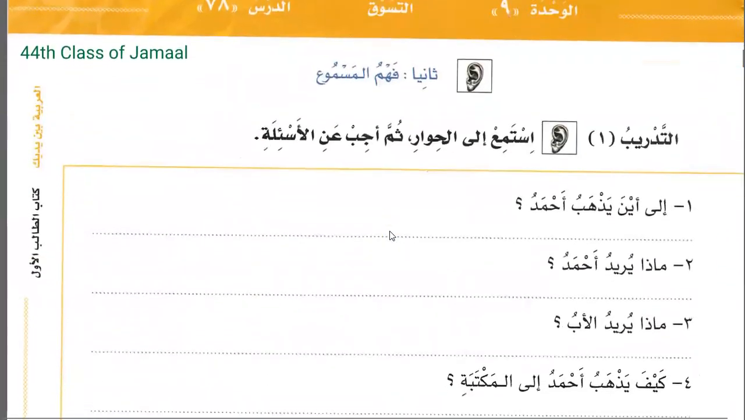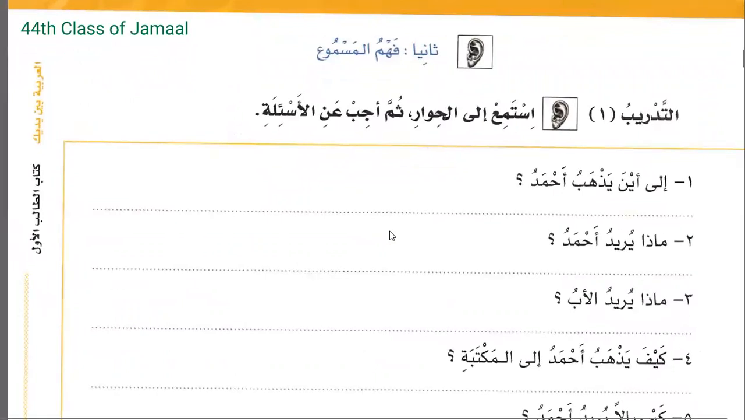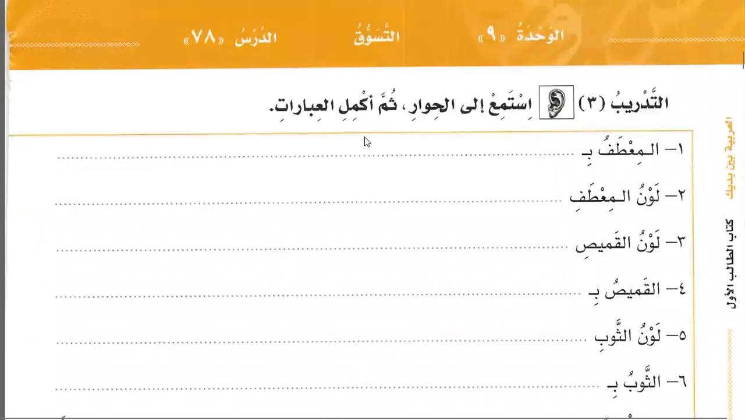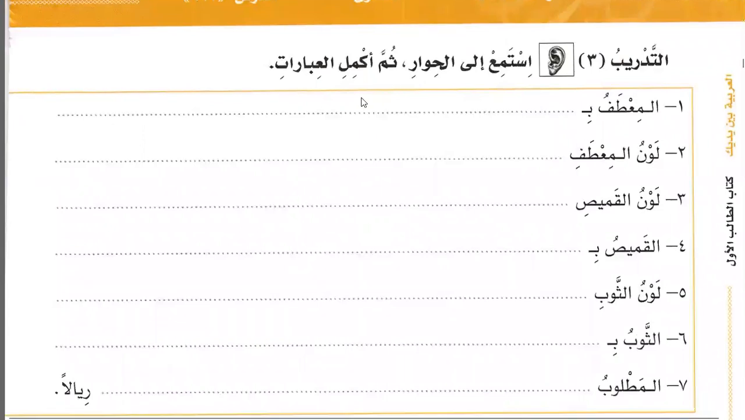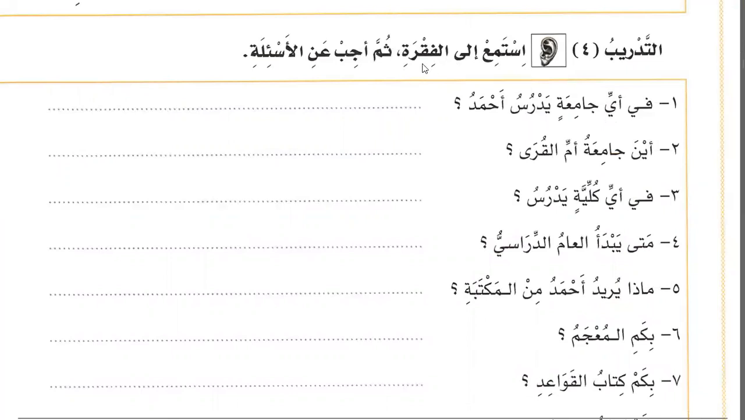Next we have Fahm al-masmu'. I will upload this dialogue to Google Classroom. You will listen to the dialogue and then answer these questions according to that dialogue, okay? Then Tadrib Thani is asking you to listen to the dialogue, then complete the phrases. This time you will complete these phrases according to the dialogue that you will hear in the Google Classroom. Again, you have another dialogue to listen to in the Google Classroom, and then you will complete these phrases. Then this time you will listen to the paragraph which I will upload in the Google Classroom, and then you will answer these questions according to that paragraph, okay?